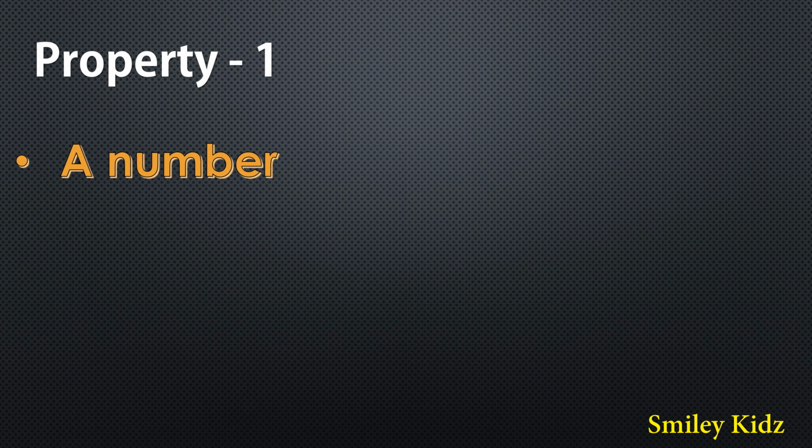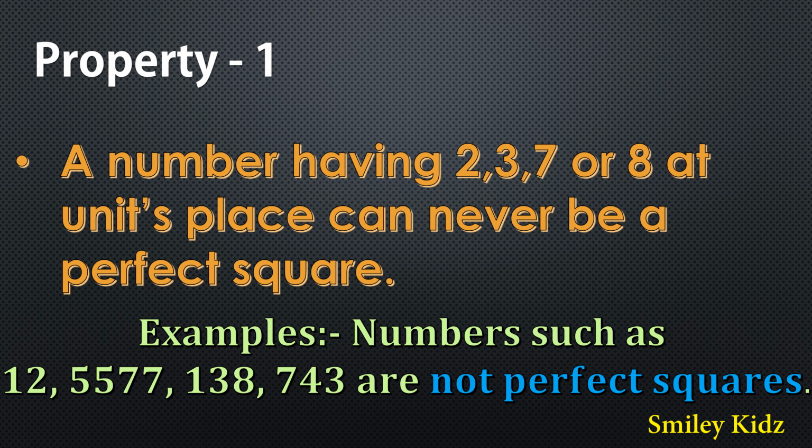Property number 1. A number having 2, 3, 7 or 8 at units place can never be a perfect square. For example, numbers such as 12, 5577, 138, 743 are not perfect squares. Why are they not? Because these numbers are having either 2, 3, 7 or 8 in the units place, right?